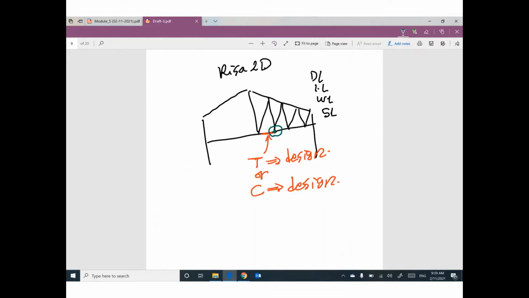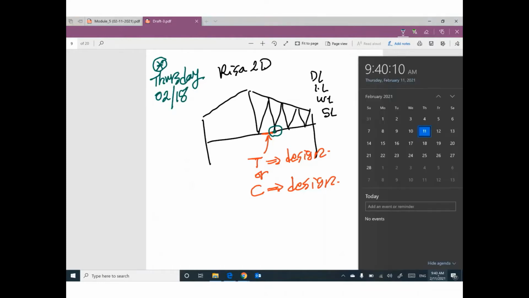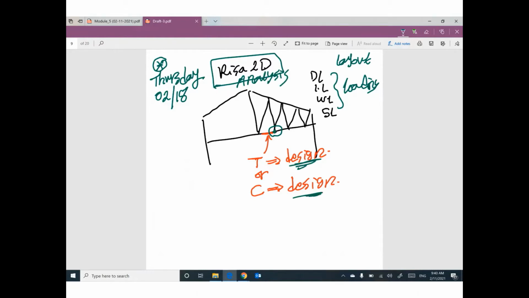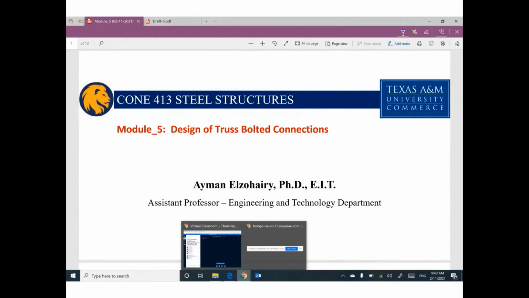Guys, remember, we have an exam next week, Thursday, February 18. All of this will be included in the exam: layout, loading, RISA analysis, design of tension member, design of compression member, and design of connection. That is what I'm covering today. Any question?